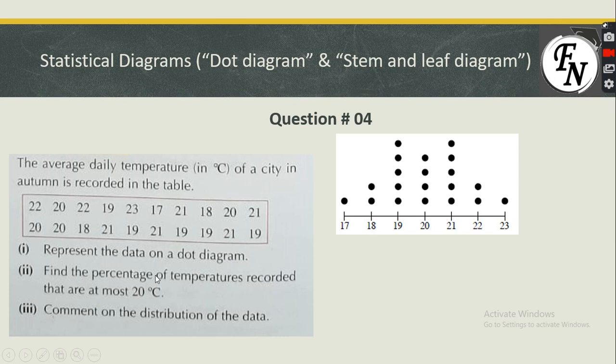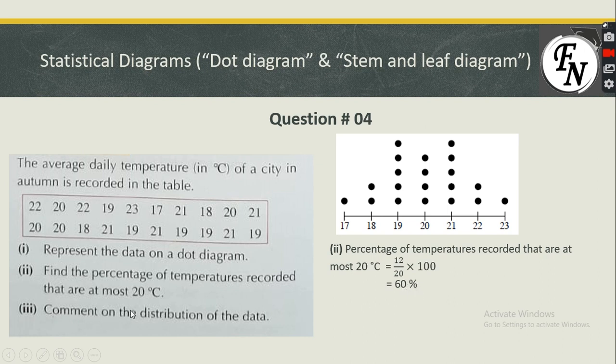Find the percentage of temperatures recorded that are at most 20 degrees. So we need to find the percentage of temperatures at most 20 degrees. We have found that there are 12 temperatures recorded that are at most 20 degrees, out of the total 20 values, times 100. So we have obtained 60%.